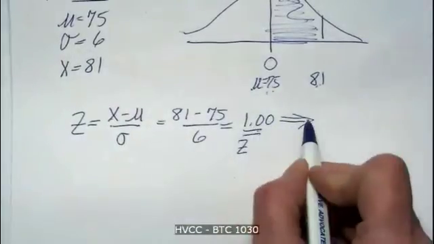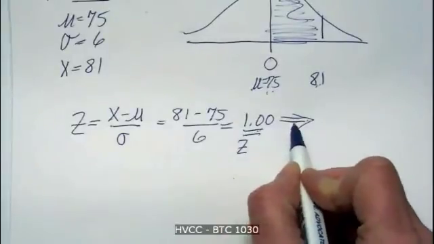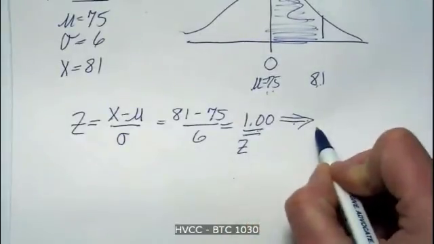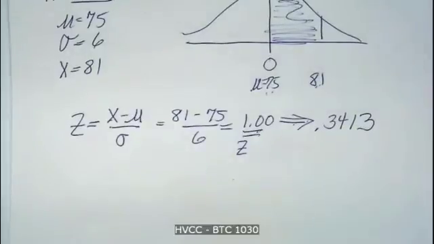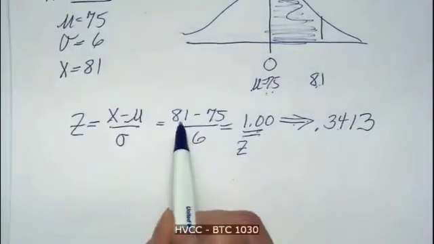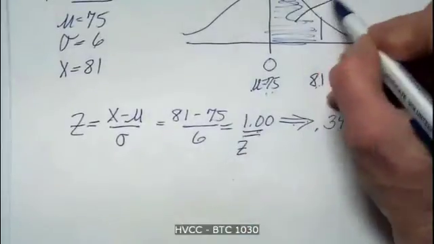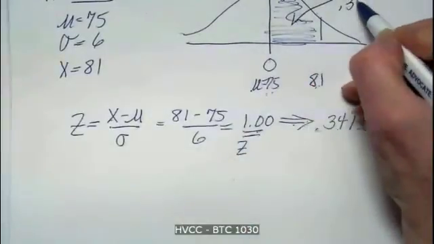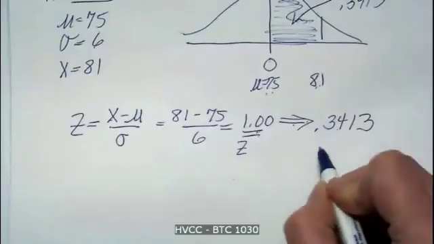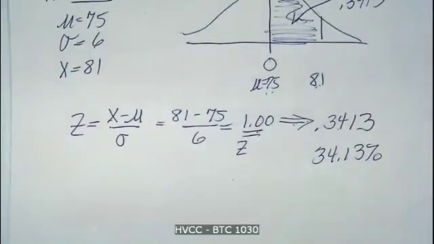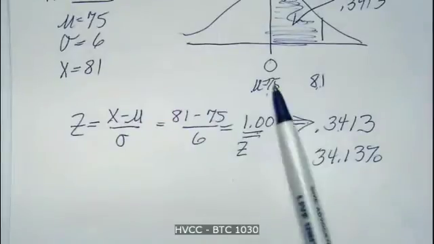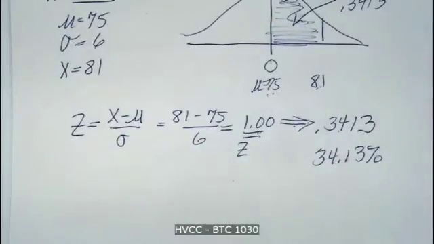So this is how I denote it, and you'll see a green arrow on my PowerPoint. So it's 0.3413. That is the percent between 81 and 75, or right here, 0.3413. Or we could say 34.13% of our employees can assemble the part between 75 and 81 seconds.